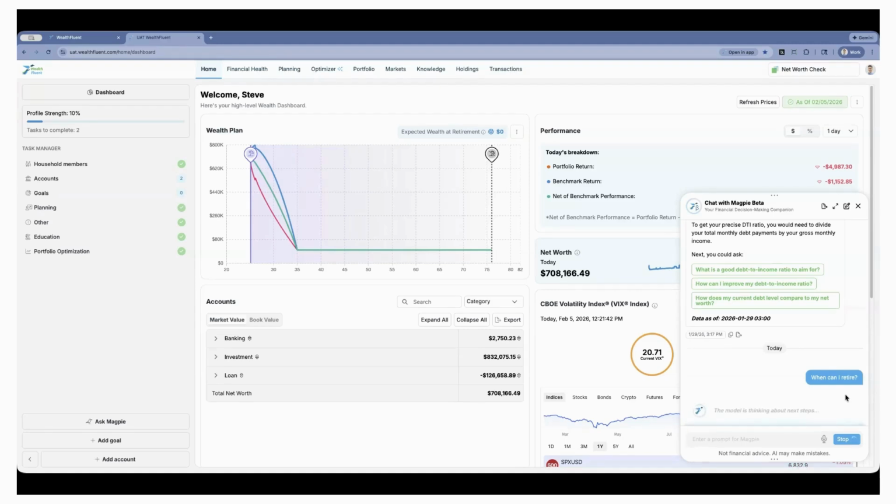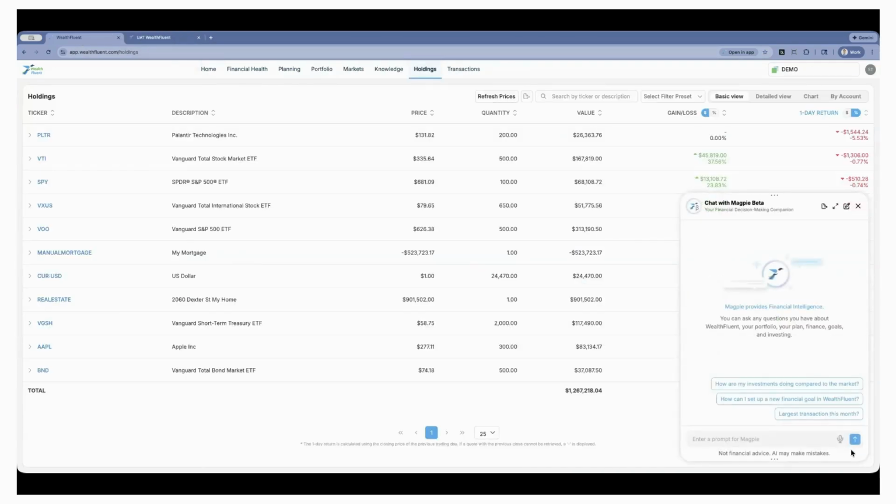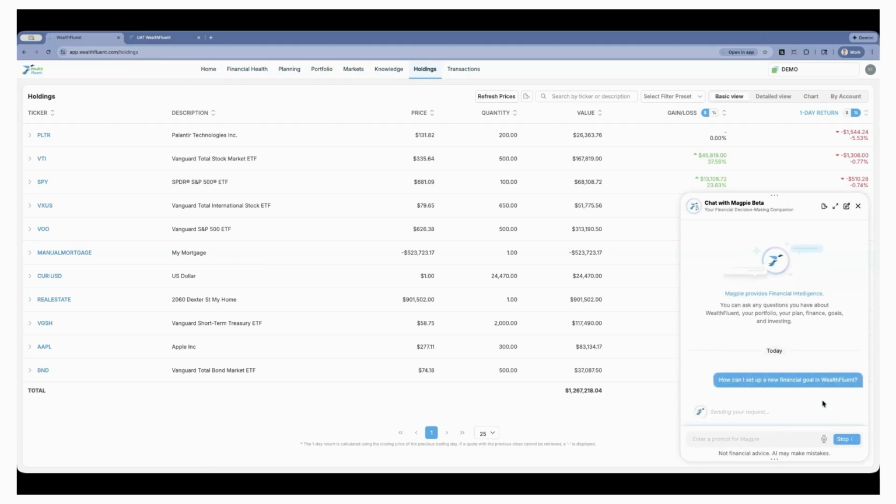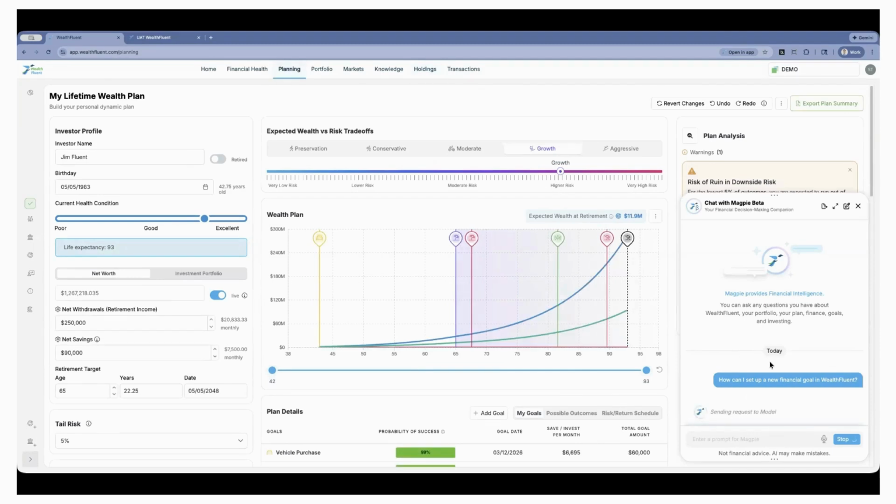But you can also say, how much did I spend on this last month? You can ask a lot about how the allocation looks. Are there risks in certain places? And so when we added the AI layer, we really took things to the next level, for the questions that we don't know people will ask. And we talked about adding goals in the plan. You can actually talk to Magpie and add your goals as well. So it's a lot of really good ways for you to see and interact with your portfolio.